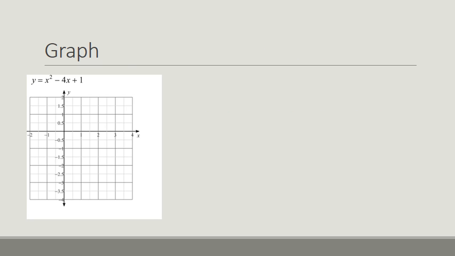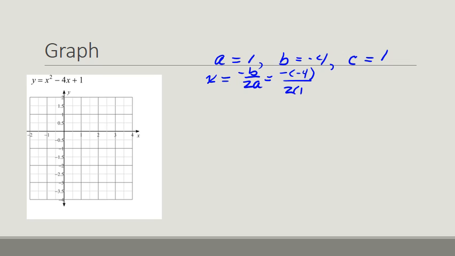So here I have this graph, this equation. My a is 1, my b is negative 4, and my c is 1. So we're going to use x equals negative b over 2a. So negative b, so the negative of negative 4, over 2 times 1 is 4 over 2, which is 2. Then I'm going to plug the 2 back into the original equation.